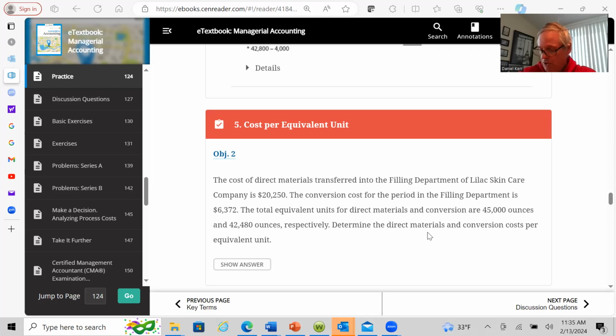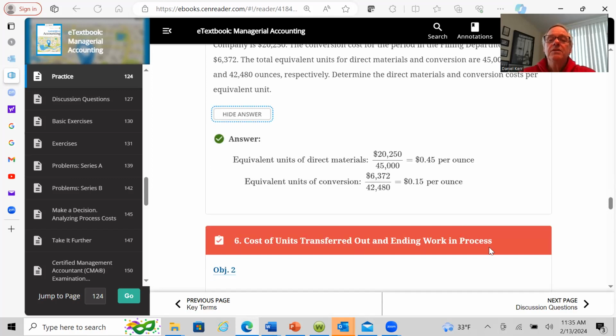So with regard to materials, you take the total materials cost of 20,250 and divide by the equivalent units, which is 45,000. And with regard to conversion costs, you take the total conversion cost of 6,372 and divide by the equivalent units of 42,000. So there's your conversion cost. For materials, it's 45 cents. And as far as conversion costs, it's 15 cents.